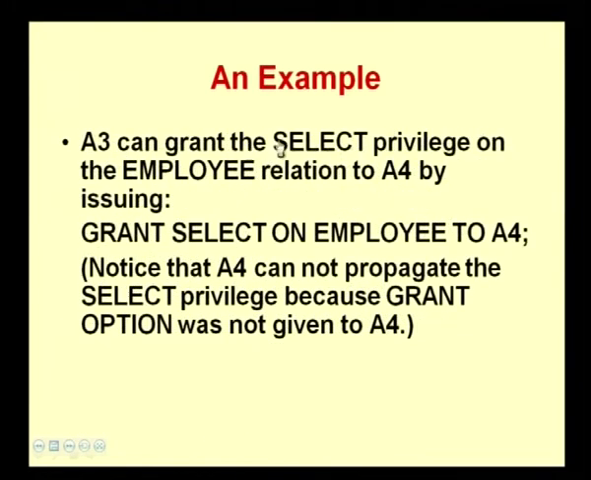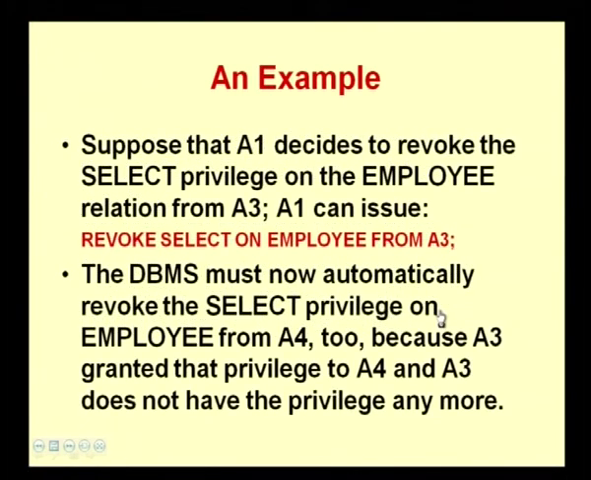A3 can grant the select privilege on the employee relation to A4 by issuing grant select on employee to A4. Notice that A4 cannot propagate the select privilege because the grant option was not given to A4. So, grant select with grant option was given to A3, which means A3 can propagate it to A4, but A4 is not given the with grant option. So, A4 cannot propagate it further.